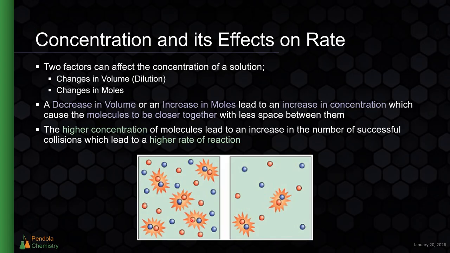Here we can see that by showing these starbursts around the successful collisions, whereas in the dilute solution we would only maybe get 2 successful collisions because the molecules are much more spread apart. With a higher concentration, we will get more collisions and therefore more successful ones, which we can see here by the fact that there are 5 starbursts for successful collisions instead of 2. Because the higher concentration leads to a higher number of collisions, it also leads to a higher number of successful collisions, which have the right orientation and the right energy to create a reaction.